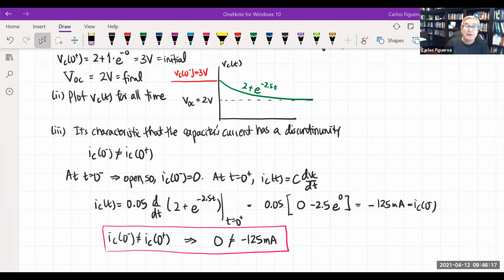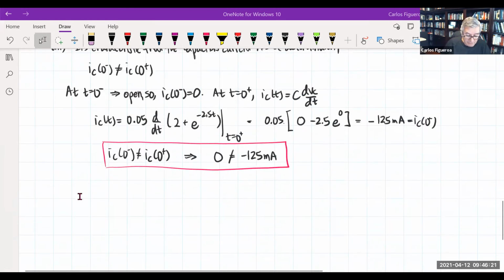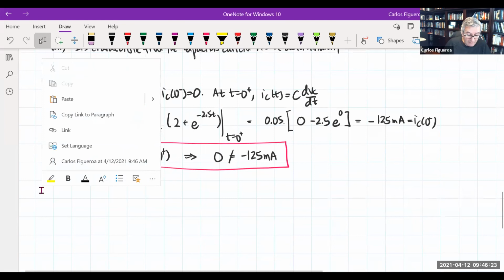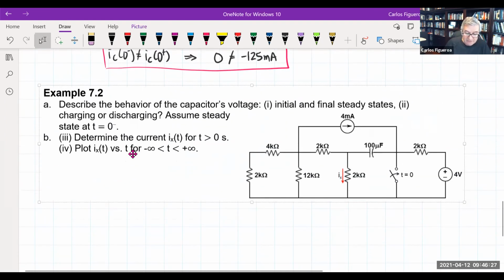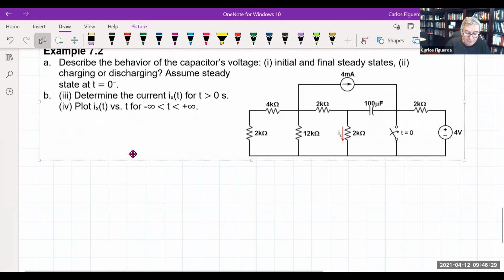So now let's go look at the next circuit here. What we're going to do is look at the second circuit. This second circuit is more involved. This is definitely more involved. So let's go look at this circuit here.